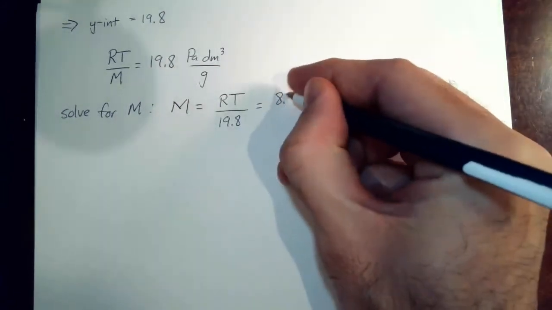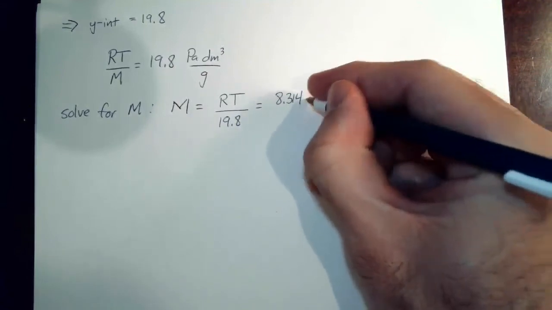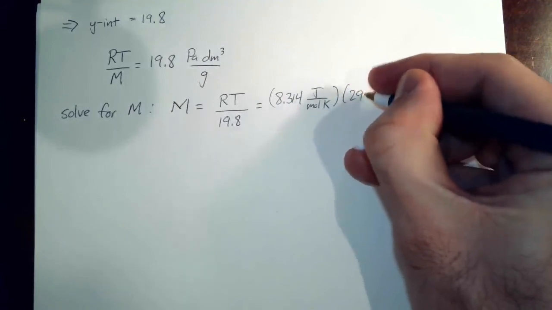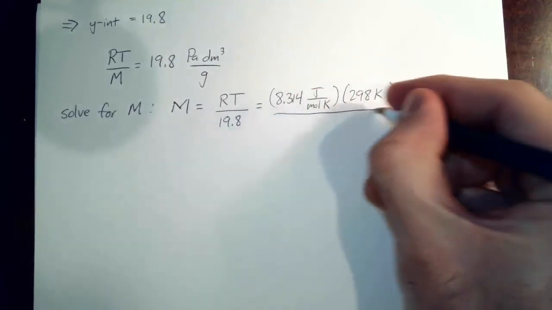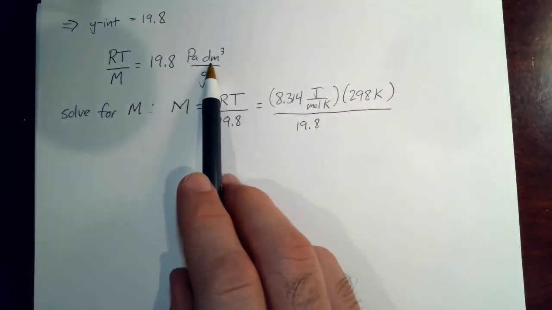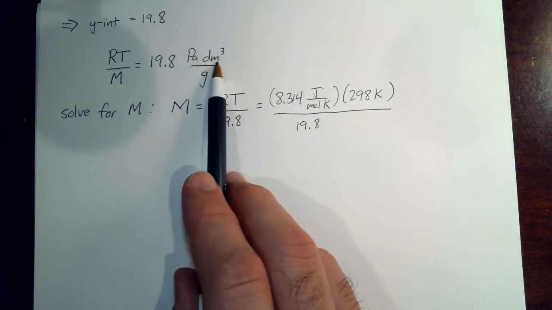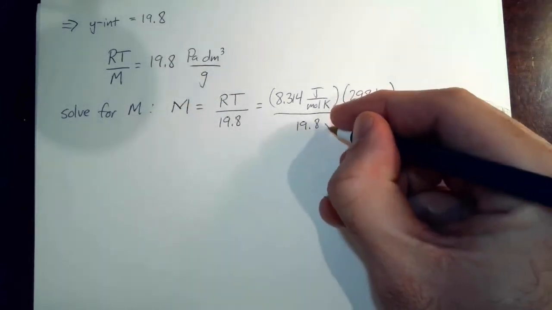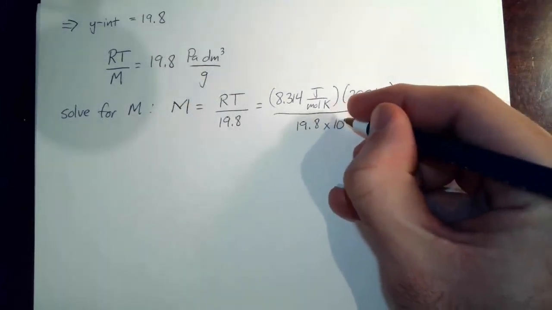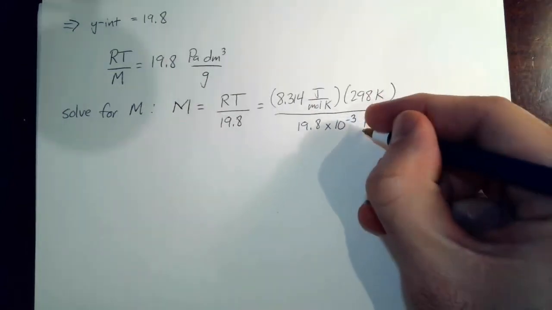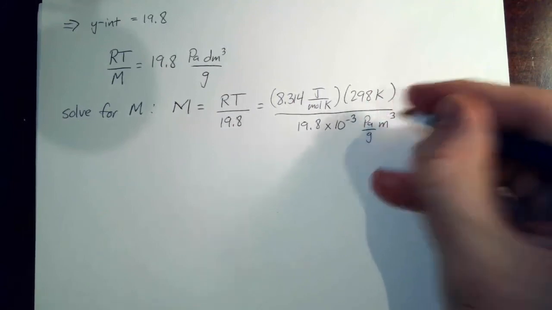So I have R times 298 Kelvin. And this, I'm going to convert the decimeters cubed into meters cubed. So since there's 10 decimeters in a meter, then there's 1,000 decimeters cubed in a meter cubed, so times 10 to the minus 3, I have to divide by 1,000. Pascals over grams times meters cubed.